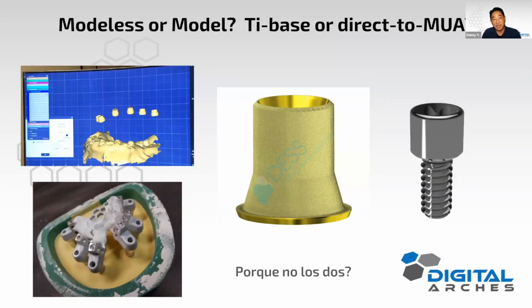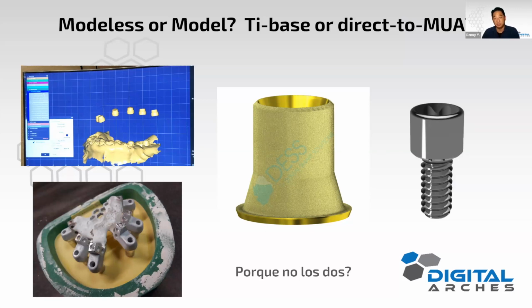And then there's always this debate, right? Of modelless or model, tie-base or direct to MUA. And when it comes to OptiSplint, we always think, well, why not? Why can't you have the best of both worlds? This debate happens a lot because with photogrammetry, it's a little bit more difficult.